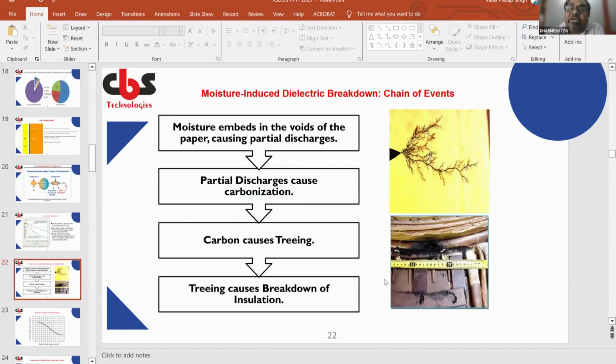This is when the paper degrades; you can see how the paper will look in a practical way. Moisture embedded in the voids of the paper causes partial discharges. After that, partial discharges cause carbonization. Carbon causes treeing. You can see that in the first slide. That tree causes the breakdown of the insulation. You can see below how the paper is getting deteriorated.